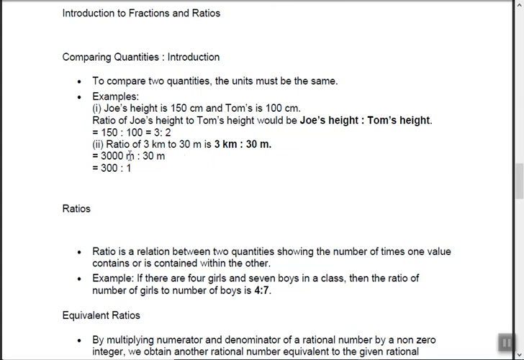So cancel the zeros. So it becomes 300 to 3, so 100 is to 1. That should be the answer. It's wrongly printed over here. It should be 100:1. Remember this, 100:1.